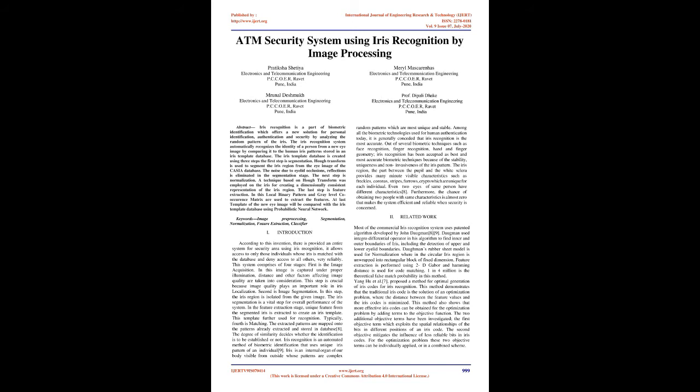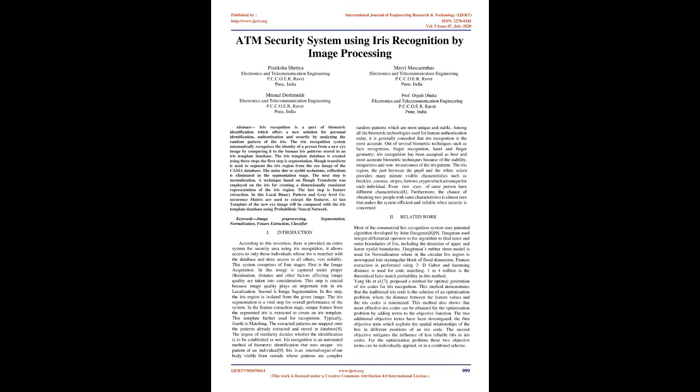First is image acquisition. In this, the image is captured under proper illumination, distance, and other factors affecting image quality are taken into consideration. This step is crucial because image quality plays an important role in iris localization. Second is image segmentation. In this step, the iris region is isolated from the given image. The iris segmentation is a vital step for the overall performance of the system.